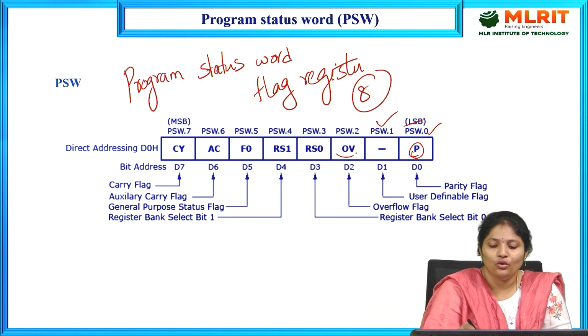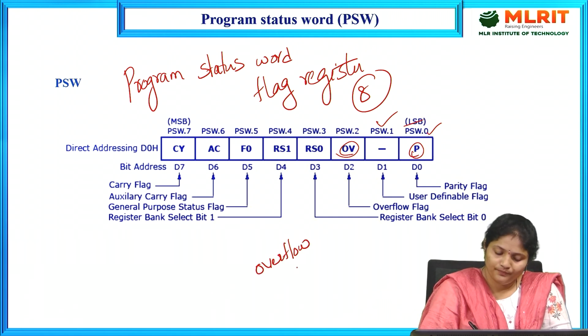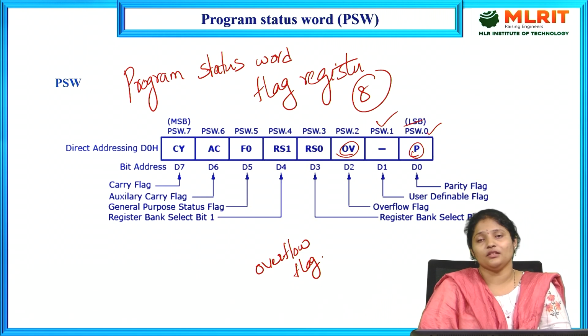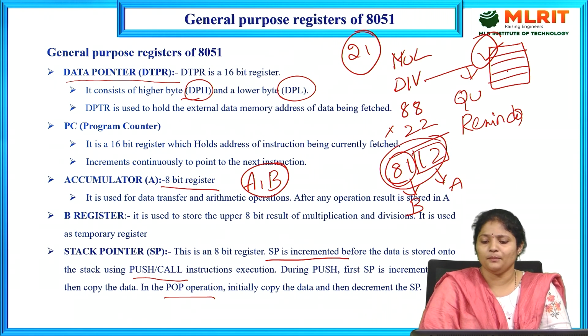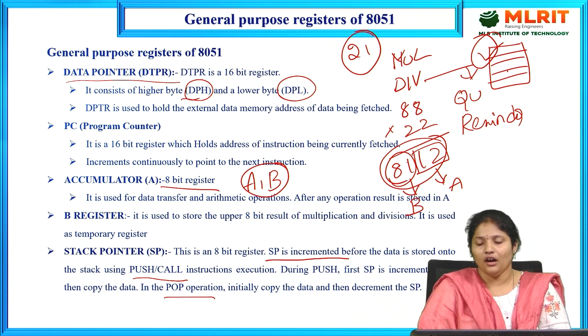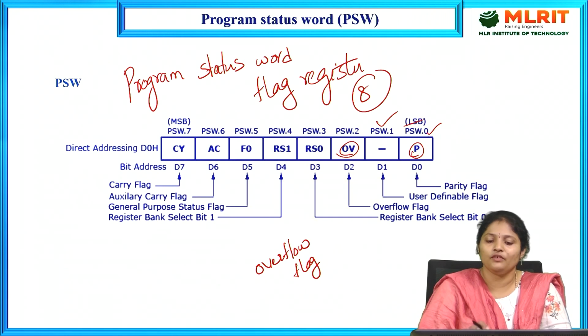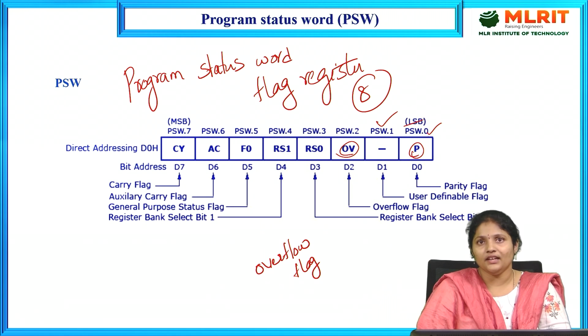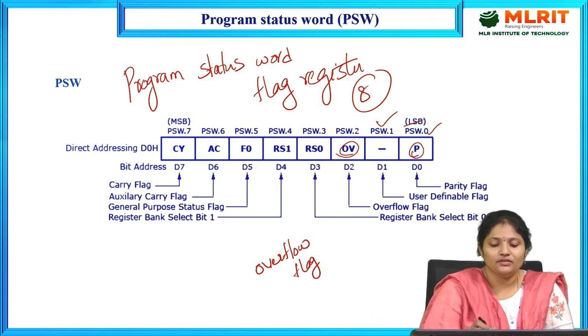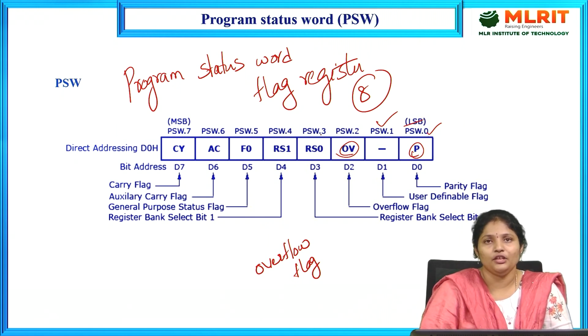So coming to OV, the overflow flag. Our registers hold 8-bit data, so if there is more than 8 bits of data, as in the previous example we have been using, where the output is 16-bit, our registers can hold only 8 bits. So in that particular case, the overflow flag will be enabled, representing that the register can't hold the total output. Overflow is there.